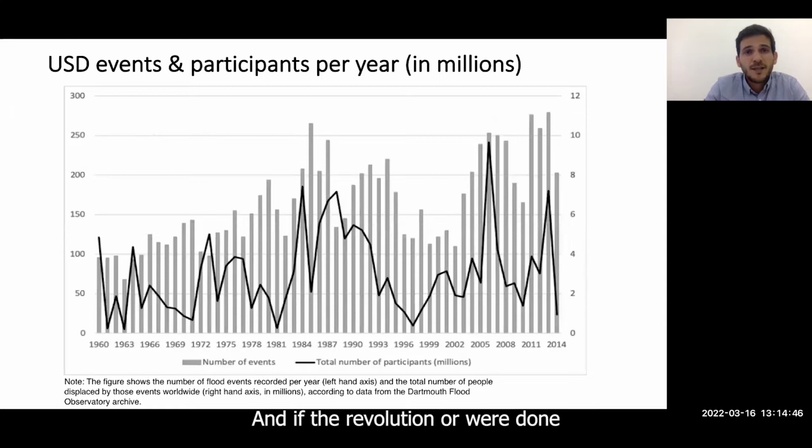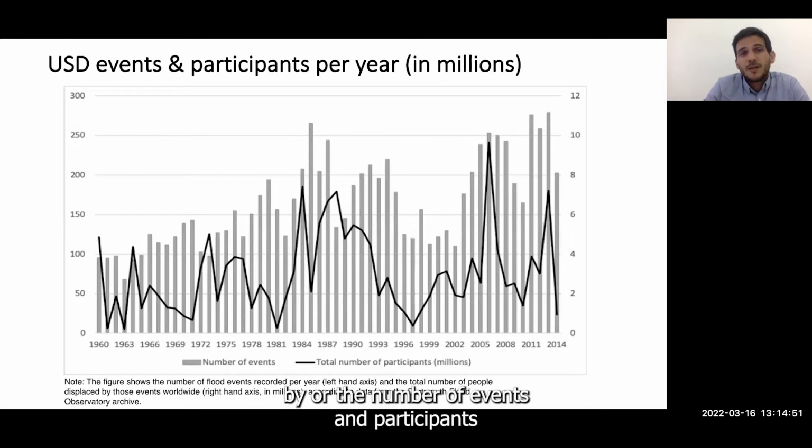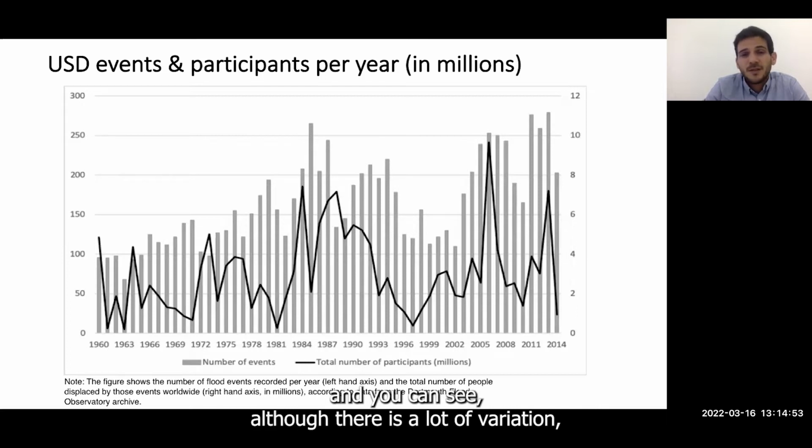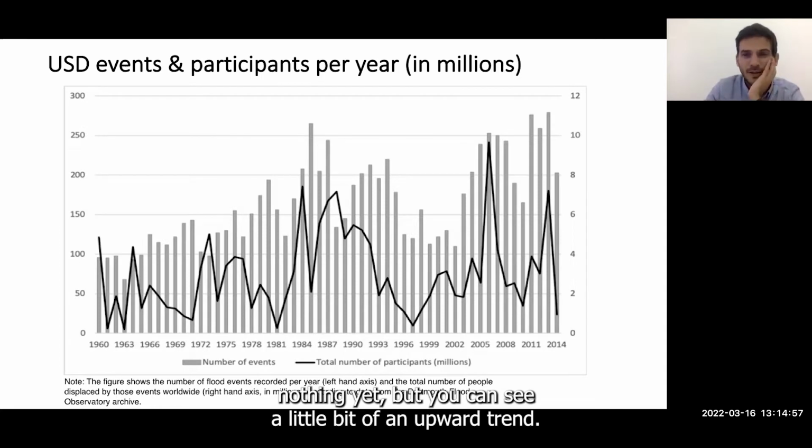All right, and this is the evolution over time in the number of events and participants. Although of course there is a lot of variation here year after year, you can see a little bit of an upward trend.